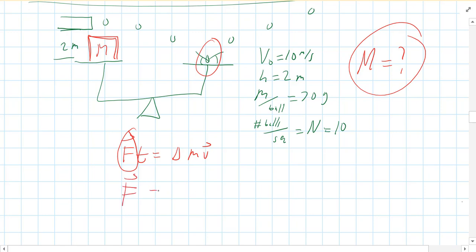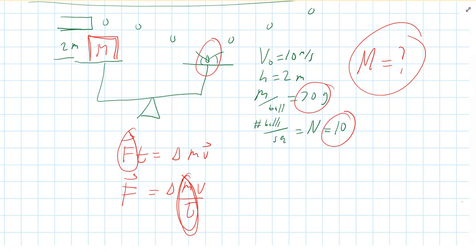So F is going to equal delta mv over t. Well, m over t, that's the number of marbles I'm shooting per second times the mass per marble or per ball. So if you take mass per ball times balls per second, you get mass per second. That's m over t. But the other thing I need is what's the change in velocity of the marbles as they hit the pan?